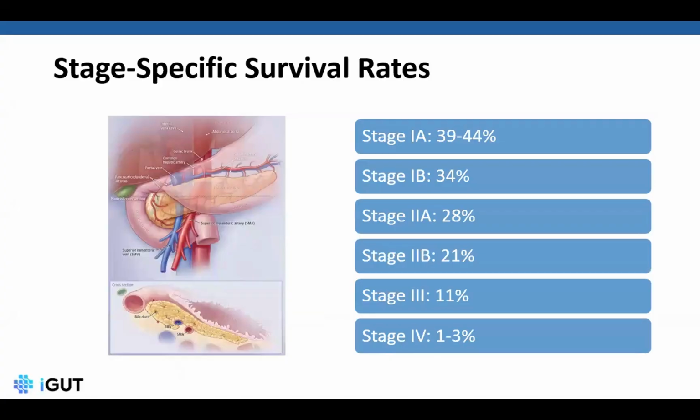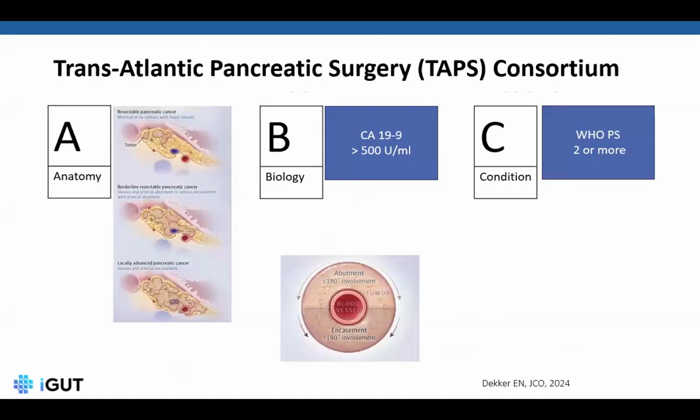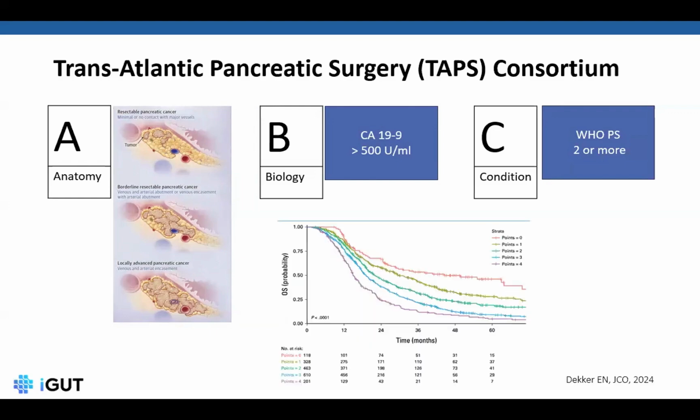As we know, in pancreas cancer, survival truly depends on the stage. Most of the patients, unfortunately, are diagnosed at a later stage of disease, so survival is very poor. Very recently, a transatlantic pancreatic surgery consortium highlighted that not just your resectable anatomy, but even the patient's biology and condition actually impacts survival. So you can have a resectable patient with poor biology or poor functional status, and immediately survival goes down. And this is probably some type of criteria we need to be using.